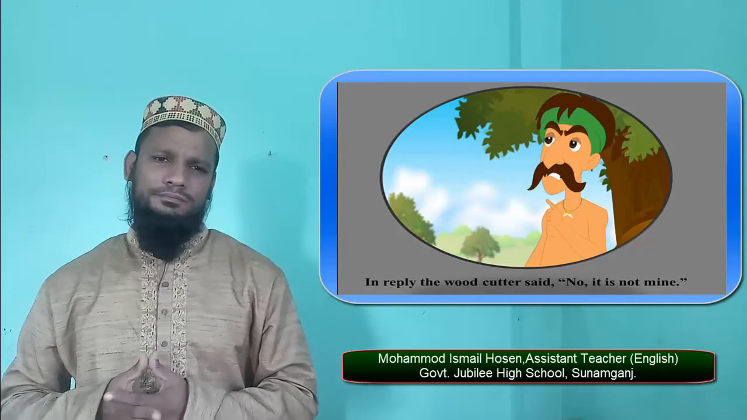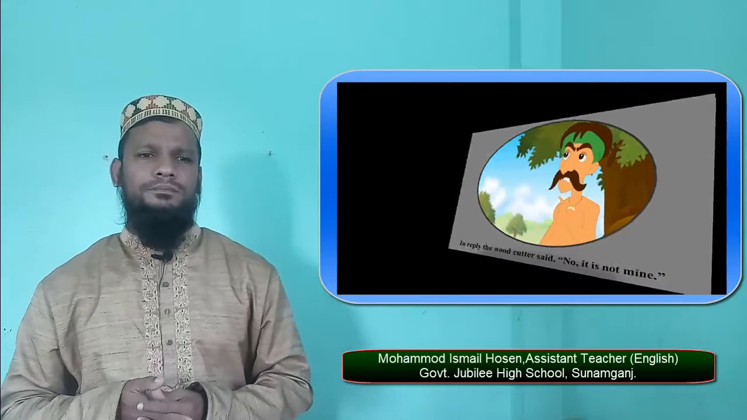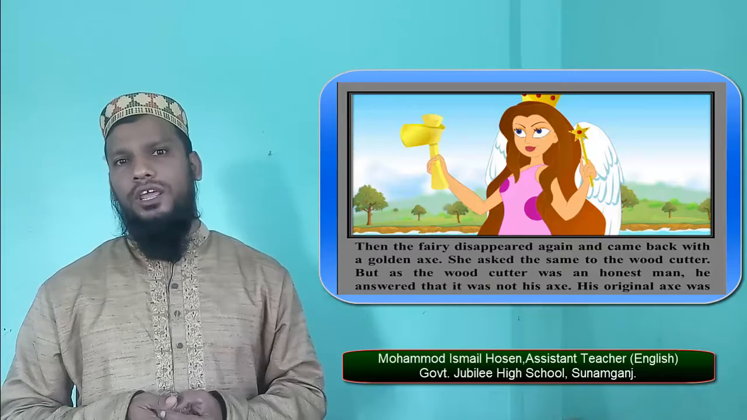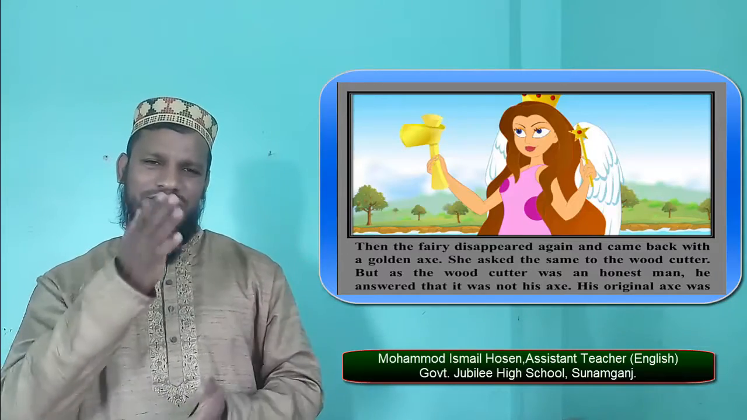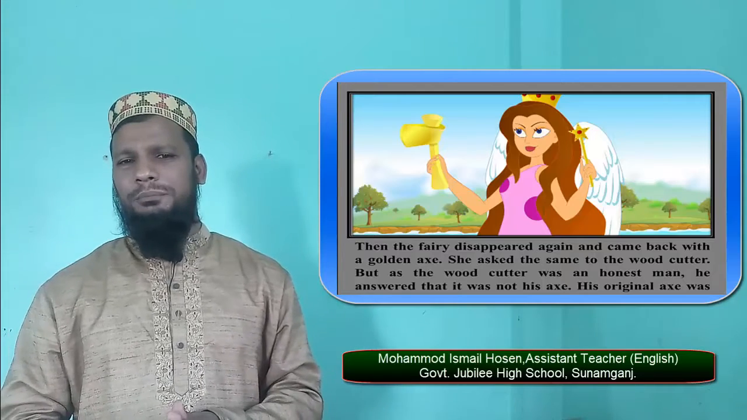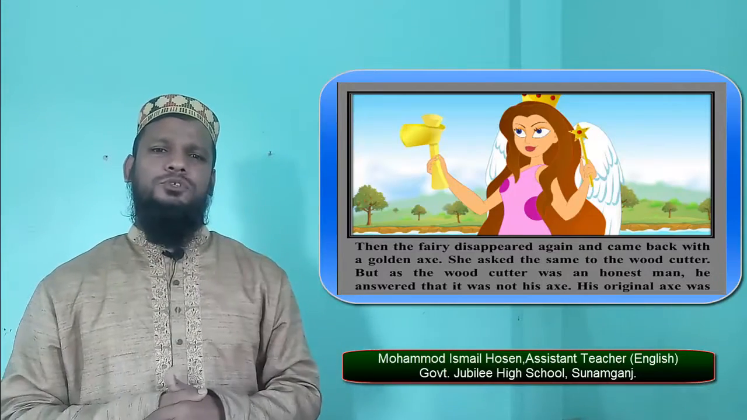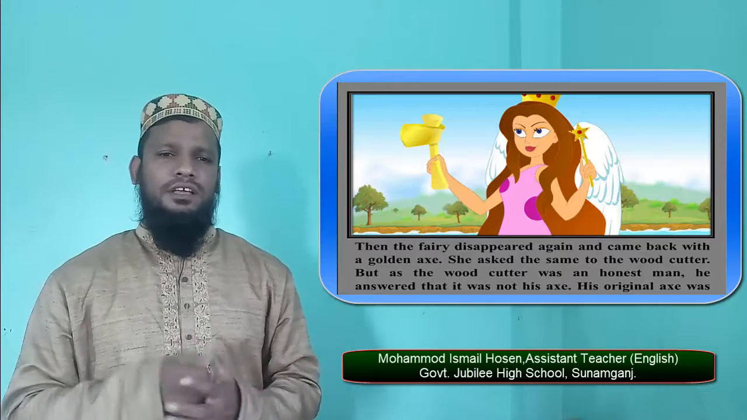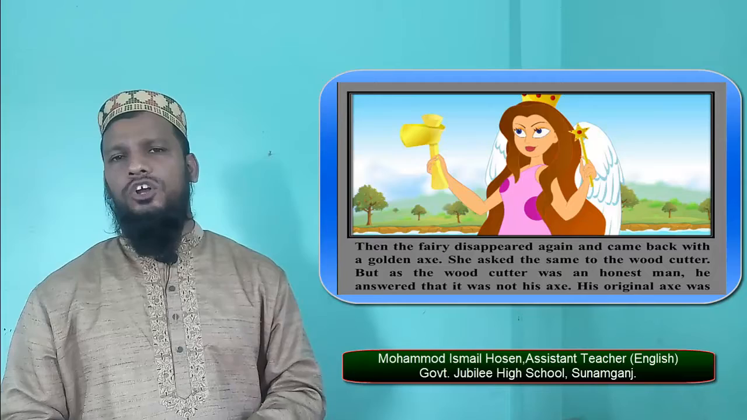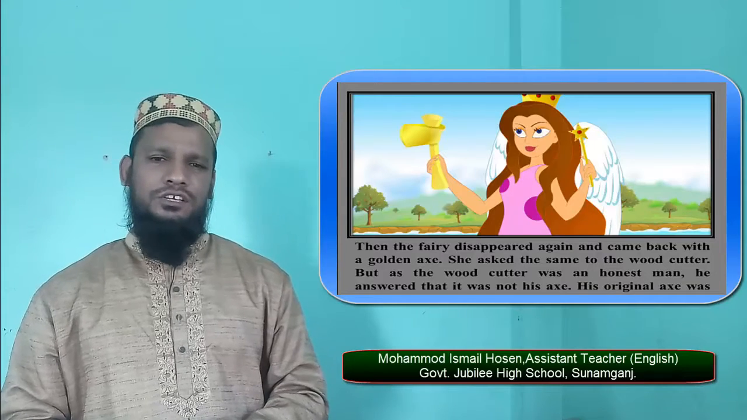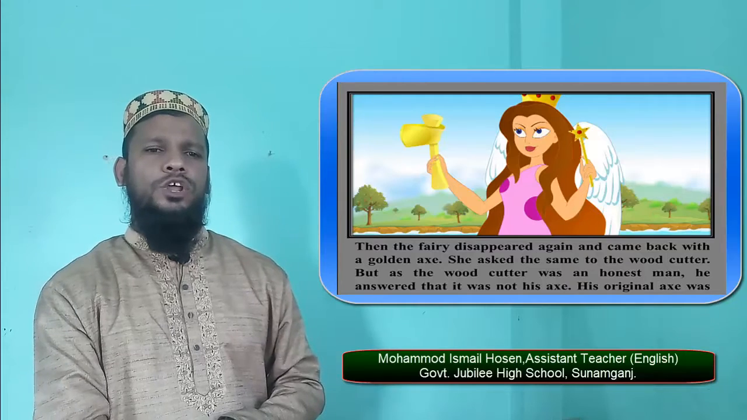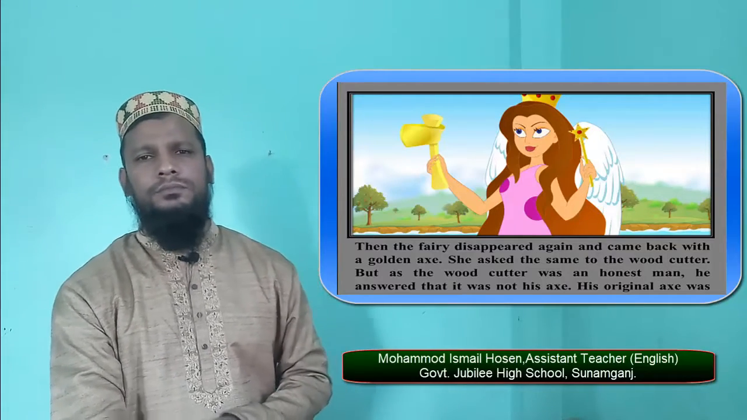Then what happened? The fairy disappeared again and came back with a golden axe. Yes, you can see in the picture a golden axe in her hand. She asked the same to the woodcutter. But as the woodcutter was an honest man, he answered that it was not his axe. His original axe was wooden.